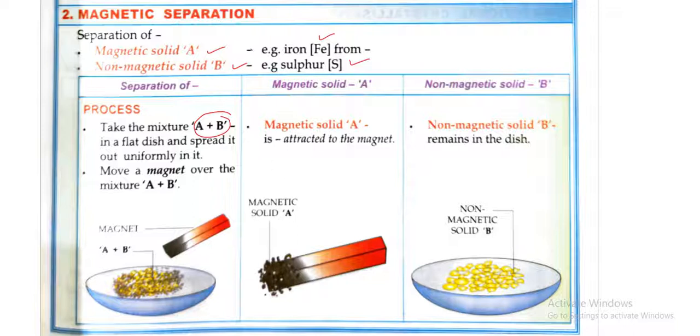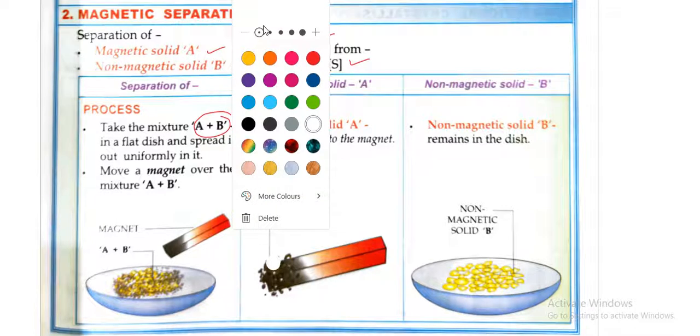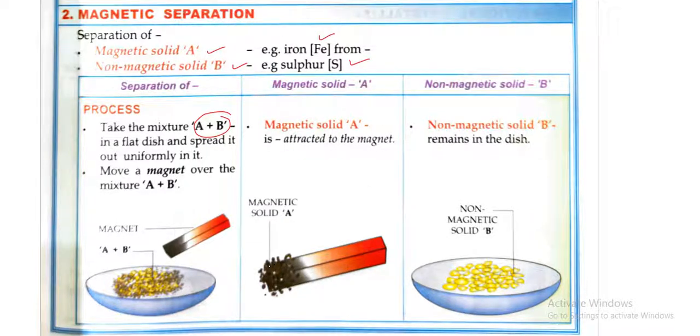So all the, sorry, not sublimable, the magnetic substance will stick to the magnet, that is A, or we can say it is our iron. So iron will get attracted towards the magnet, and what will remain? The remaining will be the non-magnetic substance, that is the sulfur, or we can say B, which will remain in the dish.